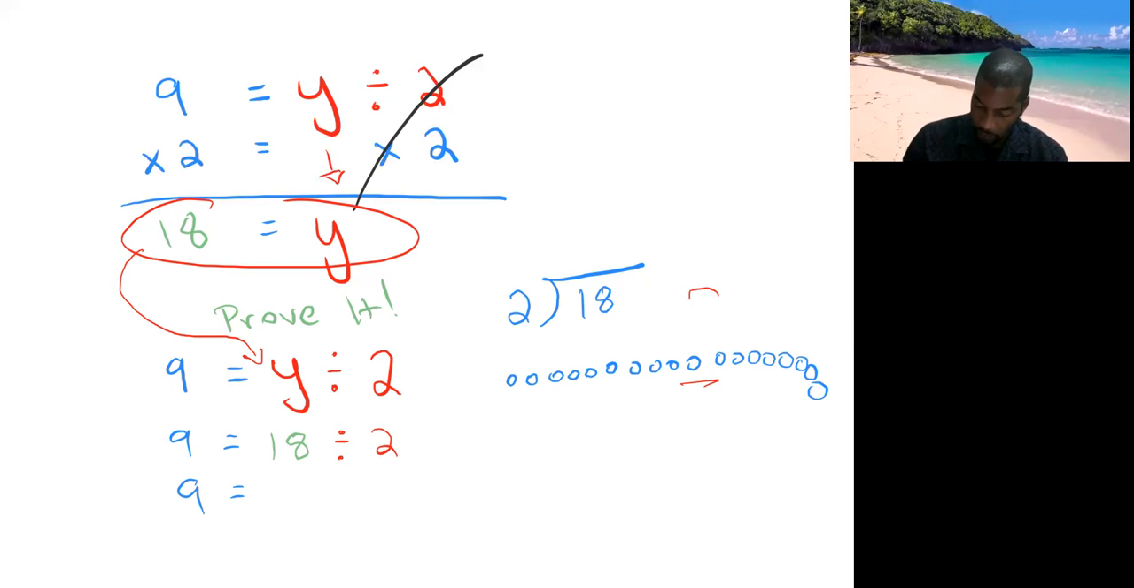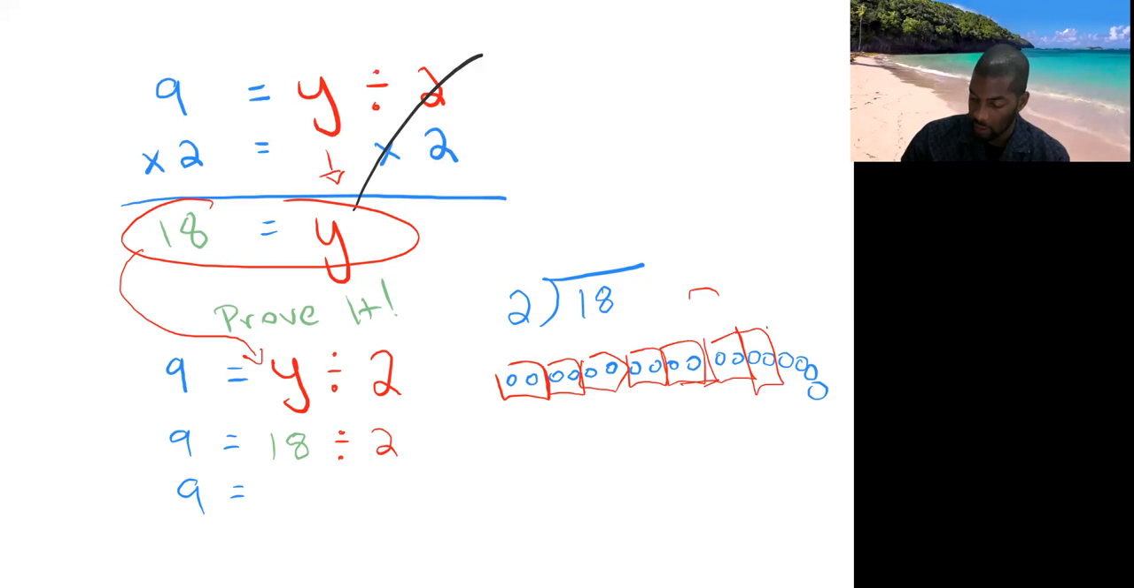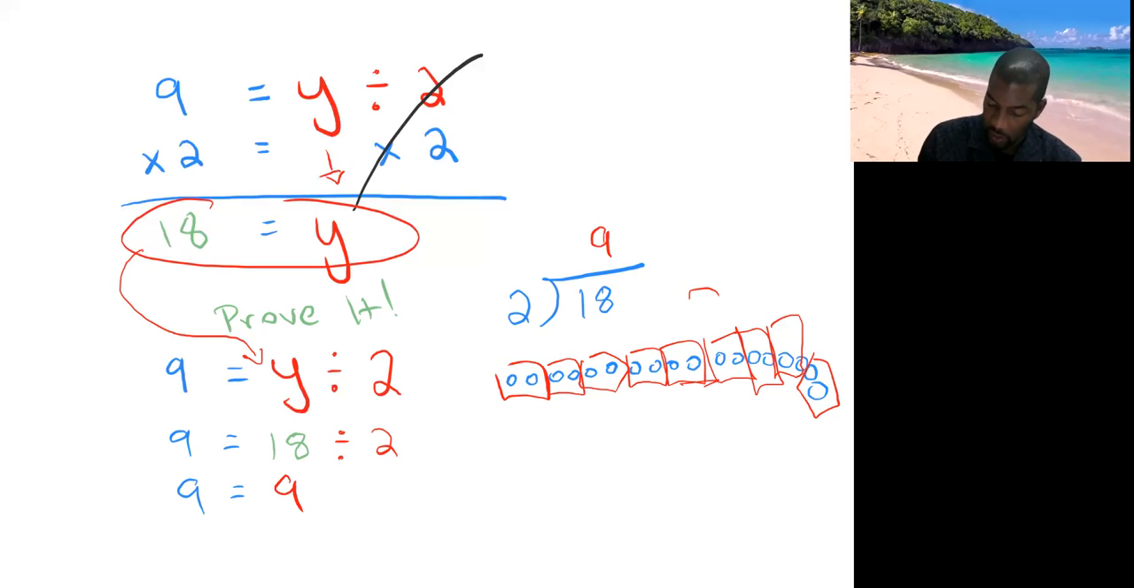Let's do it. That's 1. That's 2. That's 3. That's 4. That's 5. That's 6, 7, 8, 9. I have 9 groups of 2. 2 fits into 18 9 times. Therefore, my answer is correct. The answer is y is equal to 18.